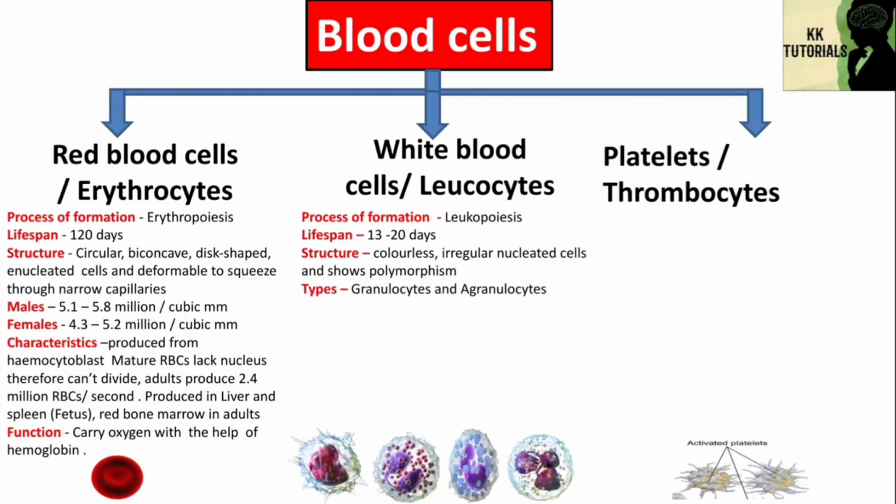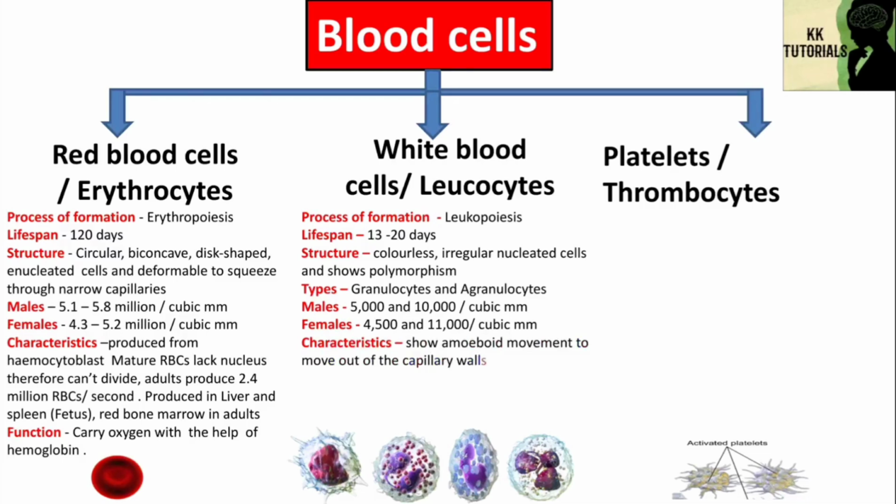In males, the average number of WBCs varies from 5,000 to 10,000 per cubic mm, and in females 4,500 to 11,000 per cubic mm. They show amoeboid movement to move out of the capillary walls by a process called diapedesis. Their function is to protect the body against both infectious diseases and foreign materials.